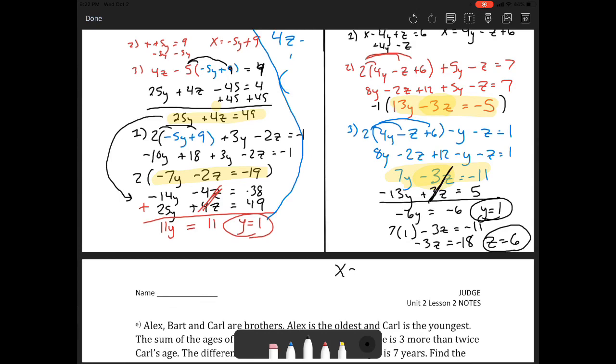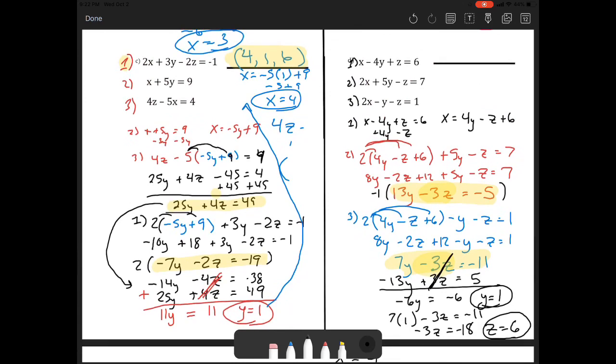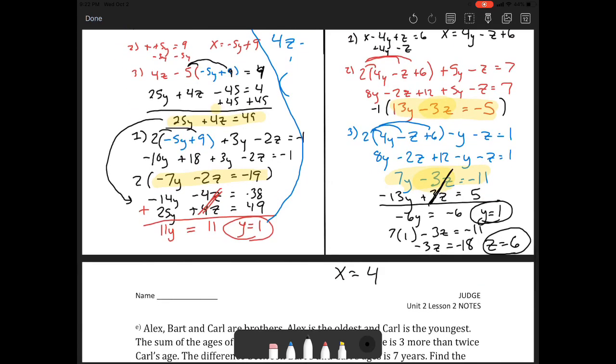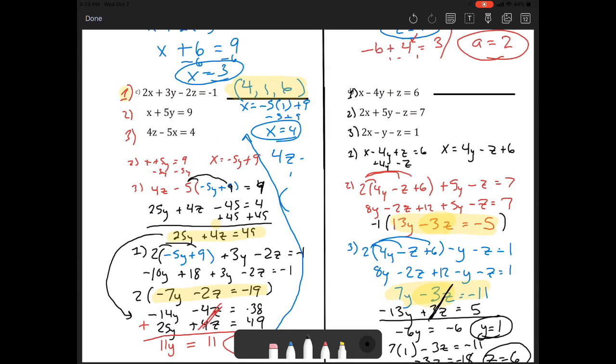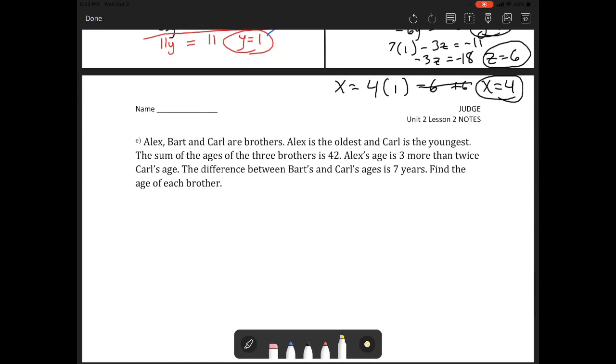So we knew that x equals 4y minus z plus 6, from our equation. So we know both of these. So 4y, so 4 times 1, minus 6 plus 6. So that means these are going to cancel, and I'm going to end up with x equals 4. So that means my ordered triple is going to be the exact same as our last one: 4, 1, 6. So they have the exact same intersection point of our different planes.